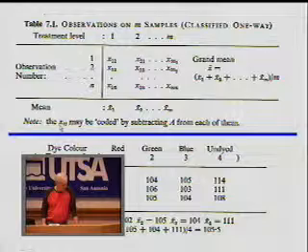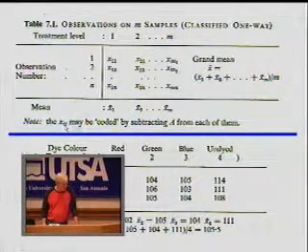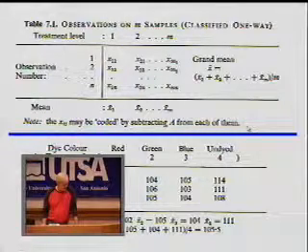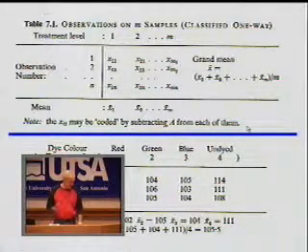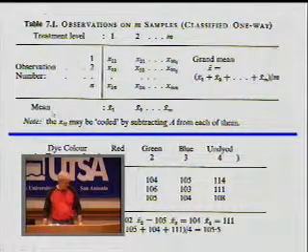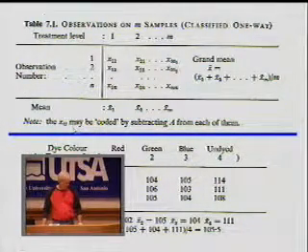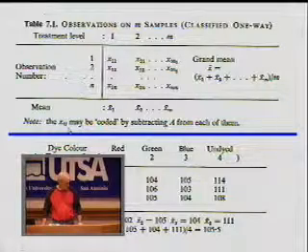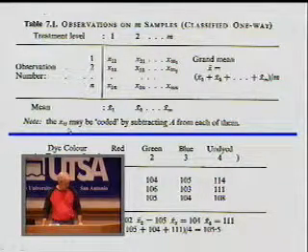So the x sub ij may be coded by subtracting a from each of them. Let's not worry too much about that at this time. We'll see that popping up later when we discuss things in more detail.